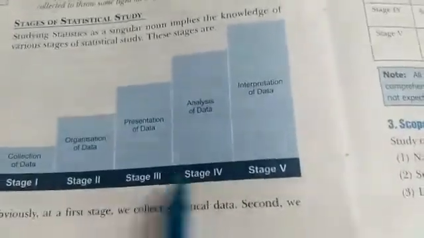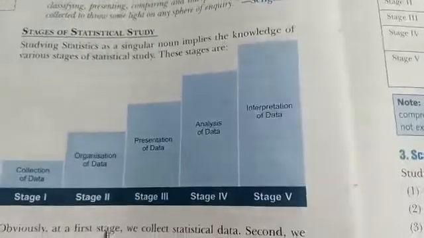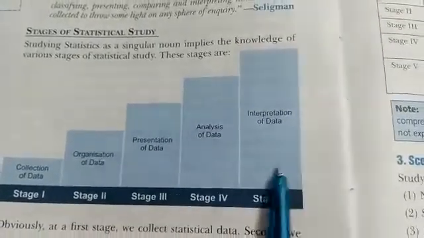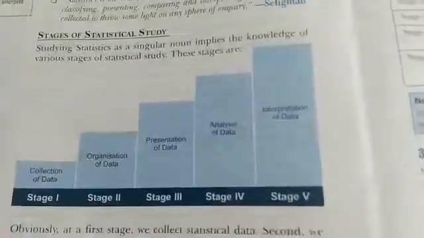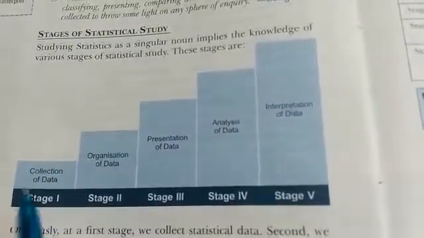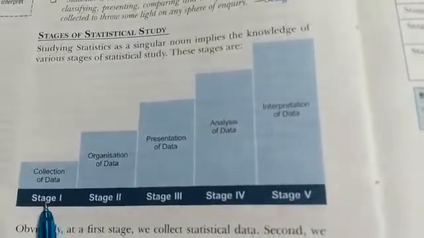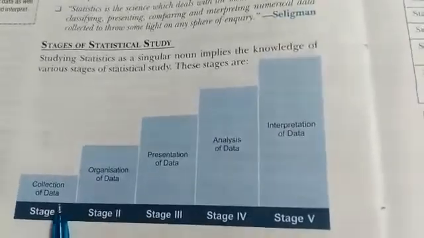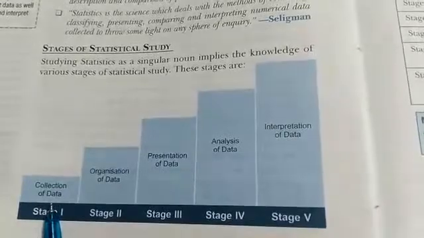Stage 1, 2, 3, 4, 5, that means we have 5 stages. Whenever we have to go from collecting data to interpretation, that statistical study has to undergo all these 5 stages. Stage 1 is the collection of data. That means for any study, the first stage is that you need the data. You collect the data. There are different methods to collect the data even.